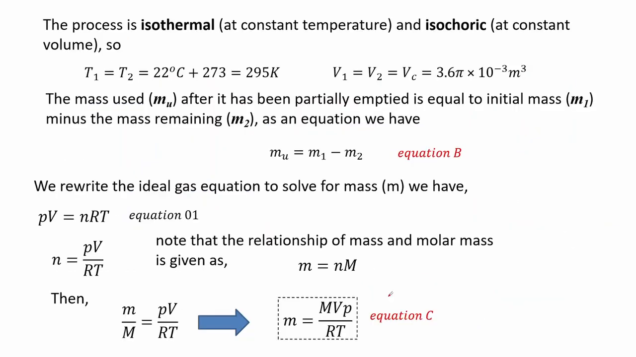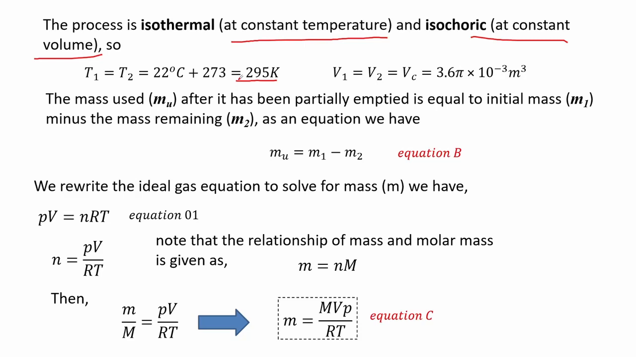The processes involved here are isothermal, or at constant temperature, and isochoric, at constant volume, as the gas is used. Since the temperature is constant, the temperature before the gas is released, T1, is equal to the temperature after the gas has been released, T2. This is equal to 22 degrees Celsius. We convert this to the Kelvin scale by adding 273 Kelvin, and we have 295 Kelvin.